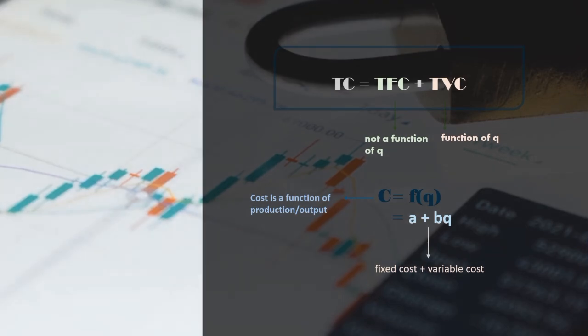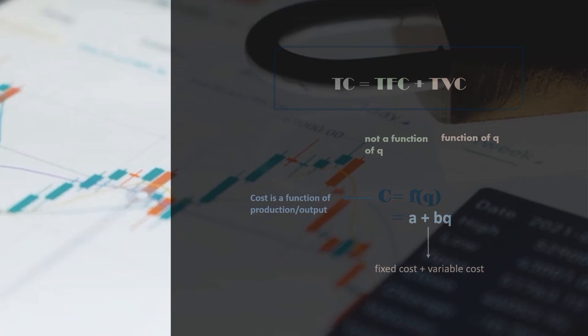Now, here is the relationship among them. Here we can see total cost equals total fixed cost plus total variable cost. Also, total fixed cost is not a function of Q, but total variable cost is a function of Q. Now, you may ask, what is Q? Q is the production or output.